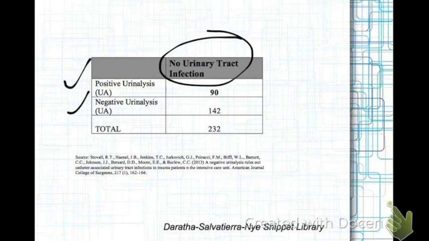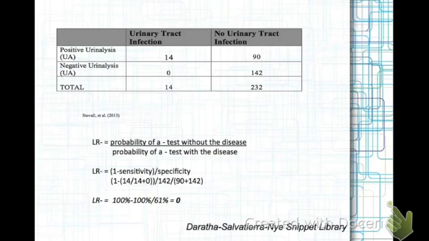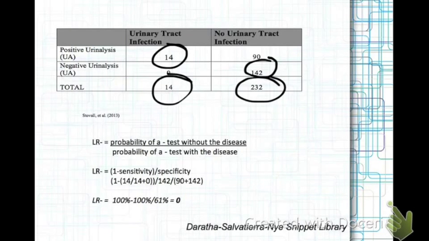a source of fever and infection in ICU trauma patients with an indwelling urinary catheter. To calculate the likelihood ratio negative, you take the patients with a negative urinalysis, 142, over the total number of patients without a urinary tract infection, 232, divided by the number of patients with a positive urinalysis, 14, over the total of patients with a urinary tract infection, 14.